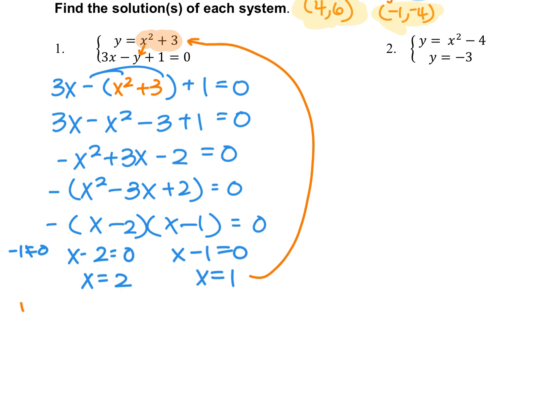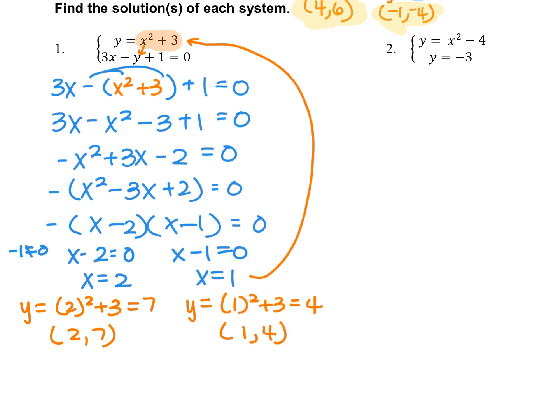Okay, so we've got y equals 2 squared plus 3, which is what, 7? And then I've got y equals 1 squared plus 3, which is 4. That'd be what? 1, 4.